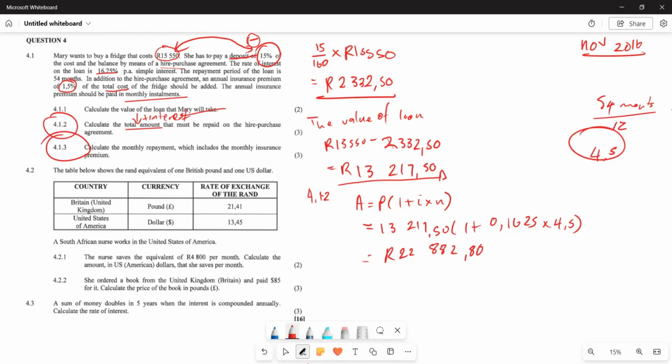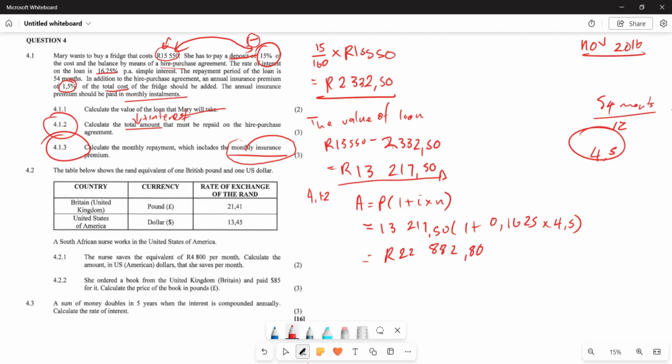They say now calculate the monthly repayment, which includes the monthly insurance. Now, this one is going to be difficult, but let's see. We're going to start here. Remember, they said the monthly insurance is charged on this value, not on the value that earned an interest, right? So we are going to say now the 1.5%. We're going to find out what is the value of the 1.5%.